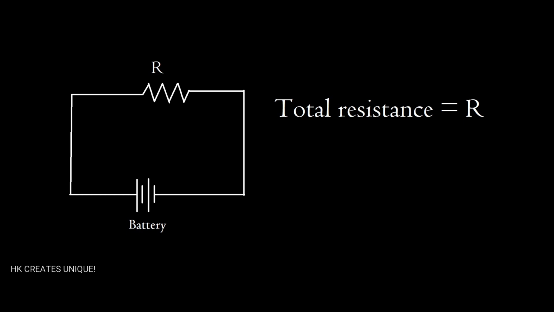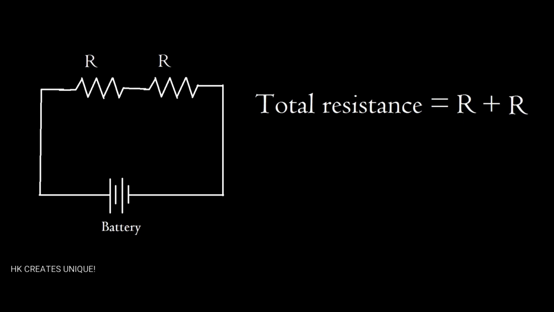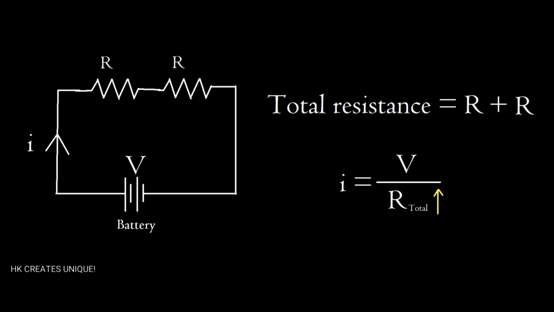Now, in the previous circuit, if you connect two resistors in series instead of one resistor, resistance in the circuit is increased and therefore current flow in the circuit is decreased. This is called current limiting.